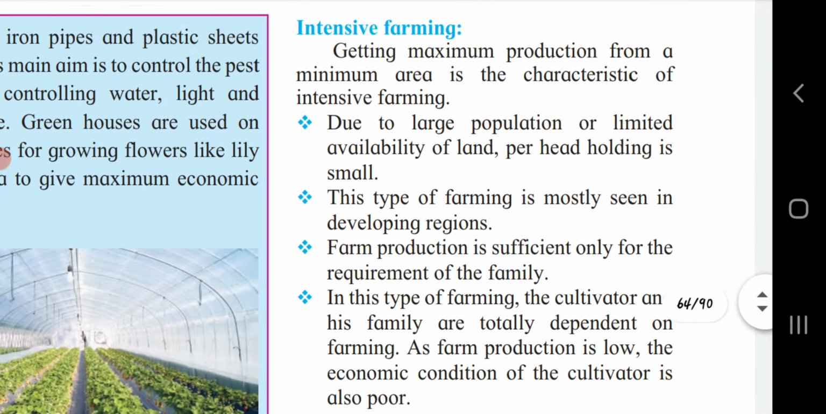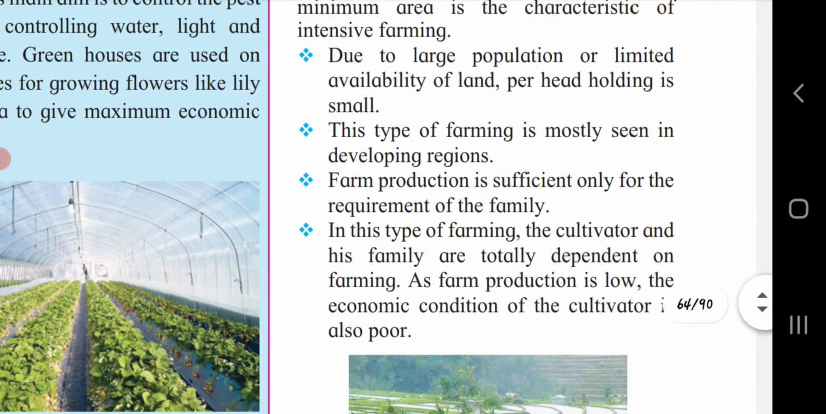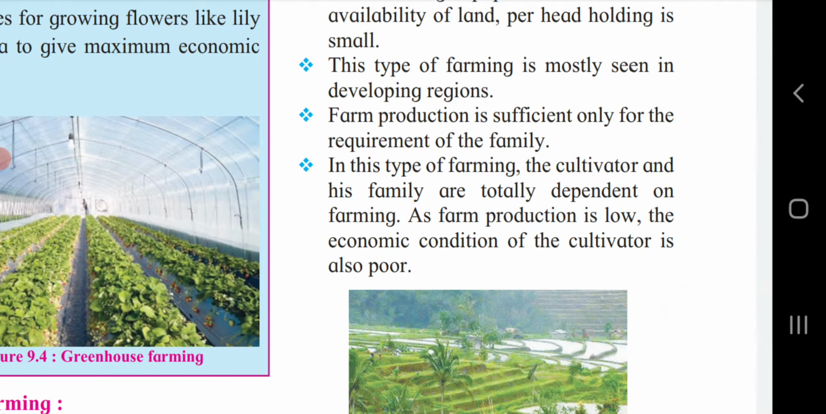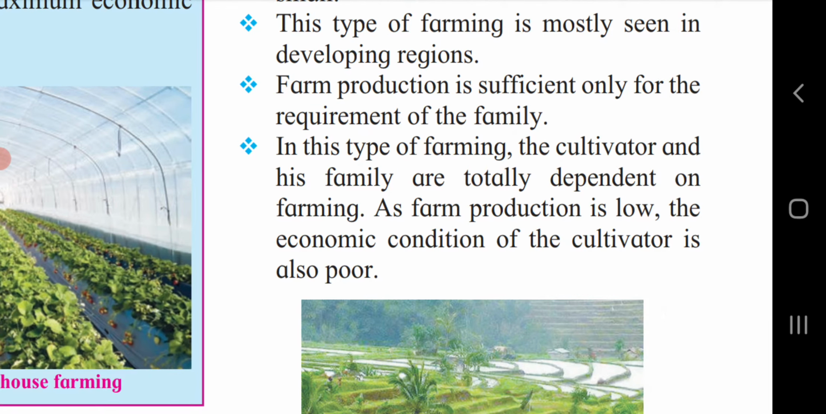So these are the other features. Due to large population or limited availability of land, per head holding is small. So intensive farming is done for the limited area. This type of farming is mostly seen in the developing regions. Farm production is sufficient only for the requirement of the family. Means only the family can have this farming under the intensive farming.